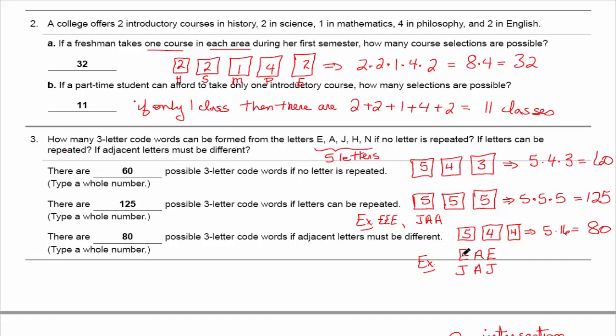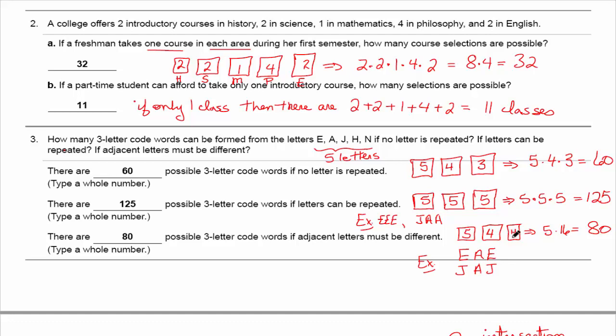So I could have E, A, E. I could have J, A, J. So I can have repeats, just they cannot be positioned right next to each other. So let's see, for the first letter, I can pick from 5 letters. Since the next one cannot be the same, there's only 4 left to pick from.